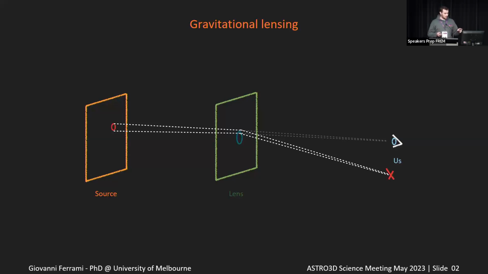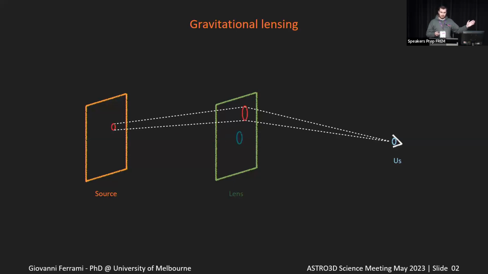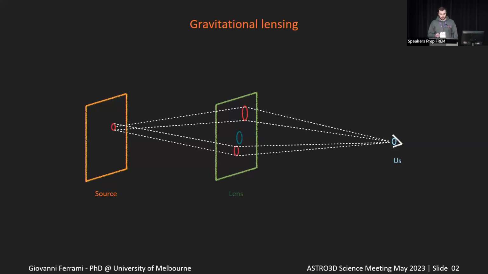Not only is it lost, you can imagine that there will be another set of bundles that will be focused on us through the deflection of the lens. And maybe there is more than one. And this is, in essence, lensing.